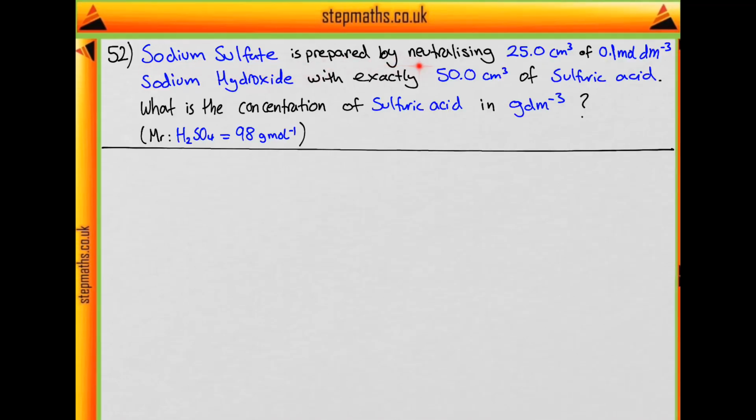Sodium sulfate is prepared by neutralizing 25 cm cubed of 0.1 mole per decimeter cubed sodium hydroxide with exactly 50 cm cubed of sulfuric acid. What is the concentration of sulfuric acid in grams per decimeter cubed?